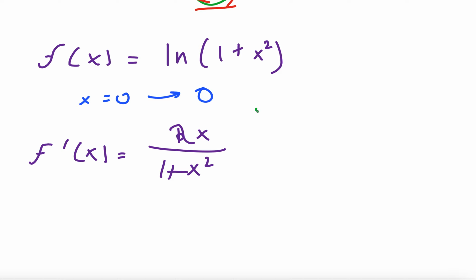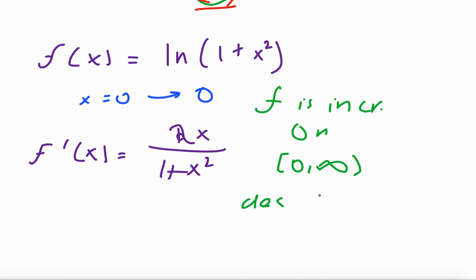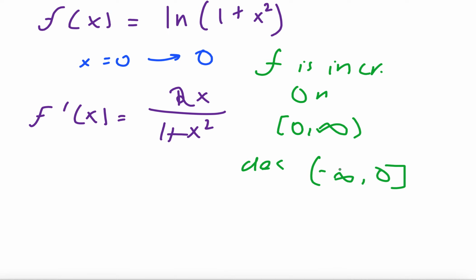So we can see that f is increasing when it has a positive derivative. So it's increasing on the interval from 0 to positive infinity, and it's decreasing on negative infinity to 0. I encourage you to finish the rest of this idea, finding the increasing and decreasing intervals and the concavity.